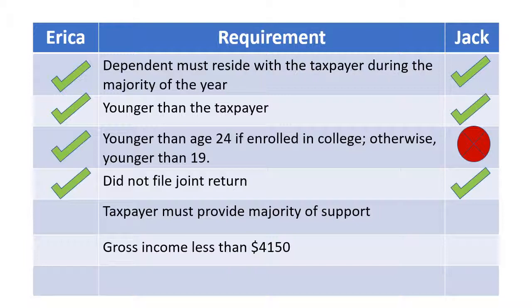But let's look at the 2 additional requirements for a dependent relative. Monica and Chandler meet the requirement for providing the majority of Jack's financial support. However, Jack, as a year-round employee of Target Corporation, earns gross income in excess of the maximum specified by law. Unless Jack re-enrolls in college in the next tax year, Monica and Chandler can't earn the credit for him.